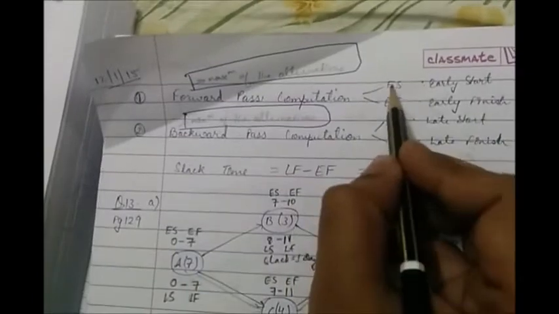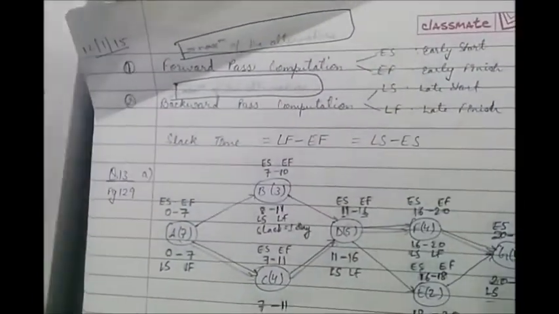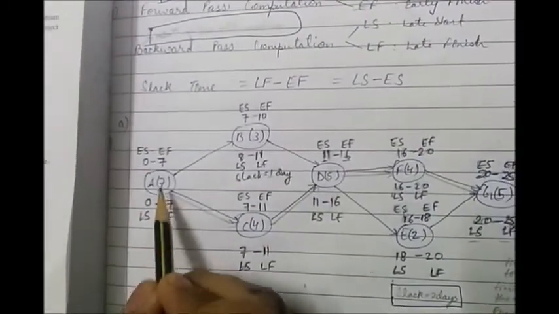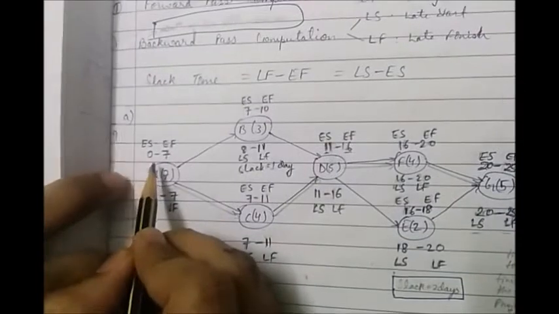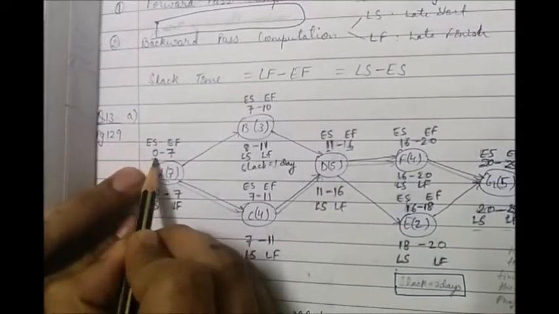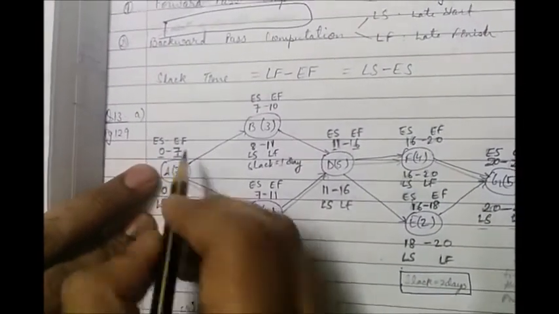Again, this involves two things. First is the early start and early finish. This is pretty simple. Now first activity, as you can see, is A. It takes 7 days to complete. So we can say that it starts off at 0 and ends at 7, right?